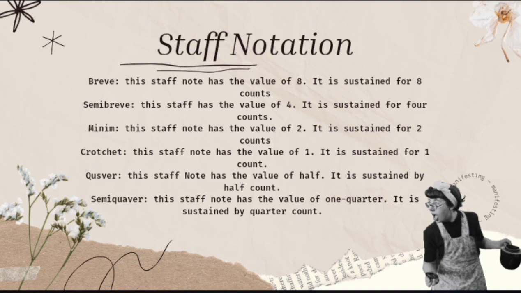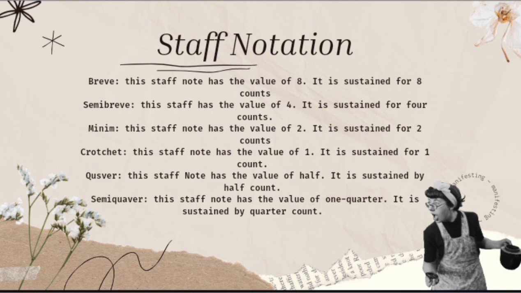The value is 1. La, si, do, re, mi, fa, sol, la, si, mi, re, do, si, la, do. Okay, so that is about our crotchet. Now we move on to our quaver.